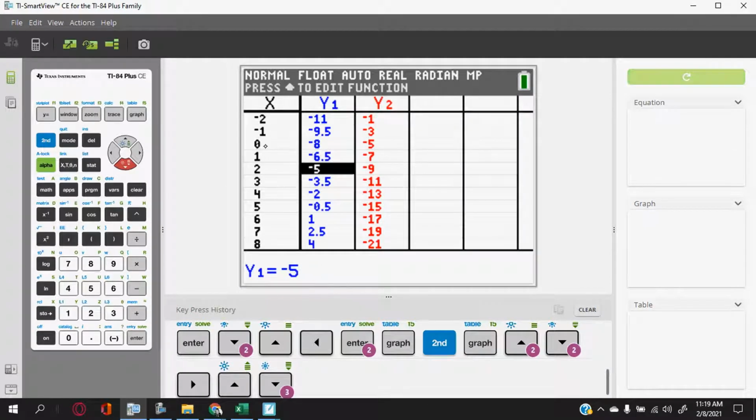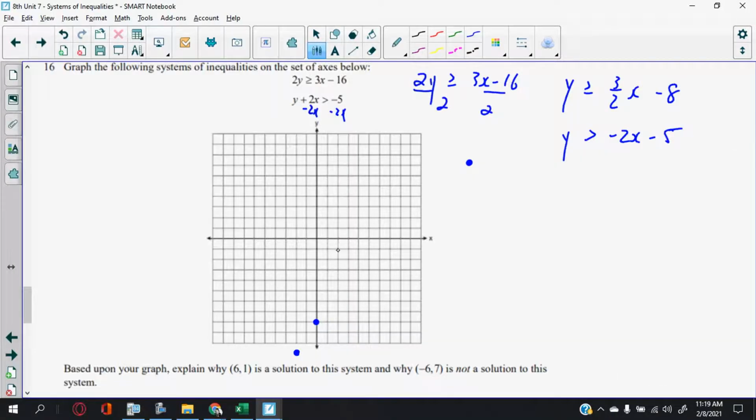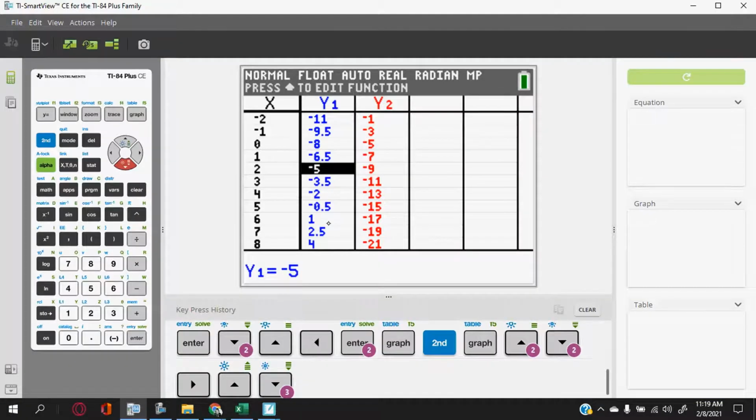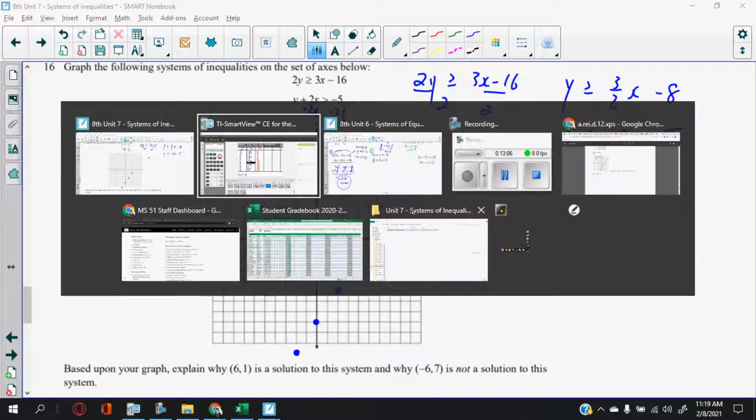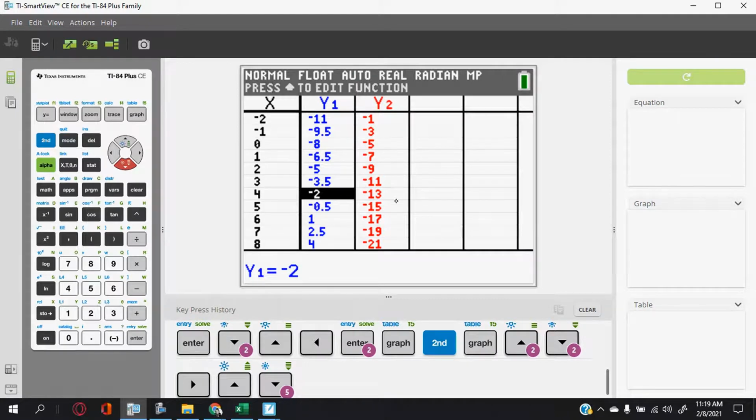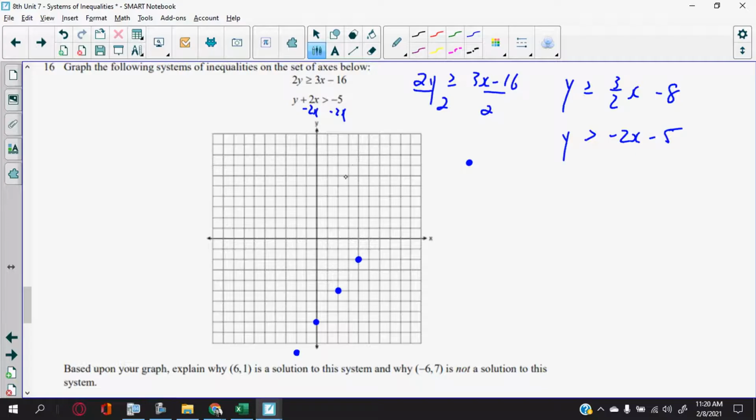Skip the decimal. 2, negative 5. 1, 2, 3, 4, 5. What else? 4, negative 2. Alright, I know I'm going kind of fast, but I don't want to burden you with videos that are too long. 6, 1. 4, 5, 6, 1. There you go. Alright, now there's a blue one.